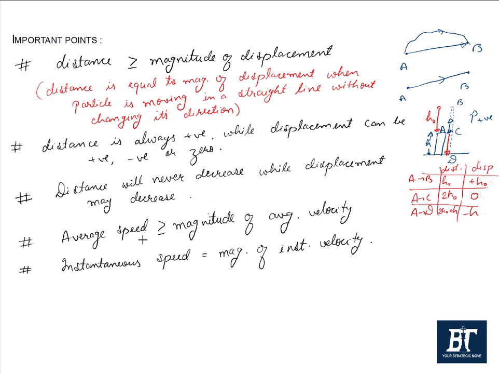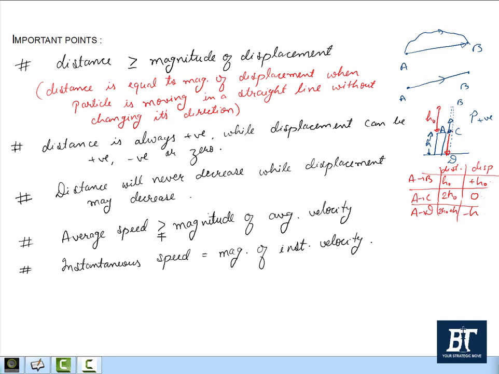Next important point that we have to remember is that average speed is always greater than or equal to the magnitude of average velocity. We know that average speed is nothing but total distance traveled upon time, and average velocity is total displacement covered by time. So if we divide distance by time and magnitude of displacement by time, distance by time is equal to average speed, and displacement by time is equal to average velocity.